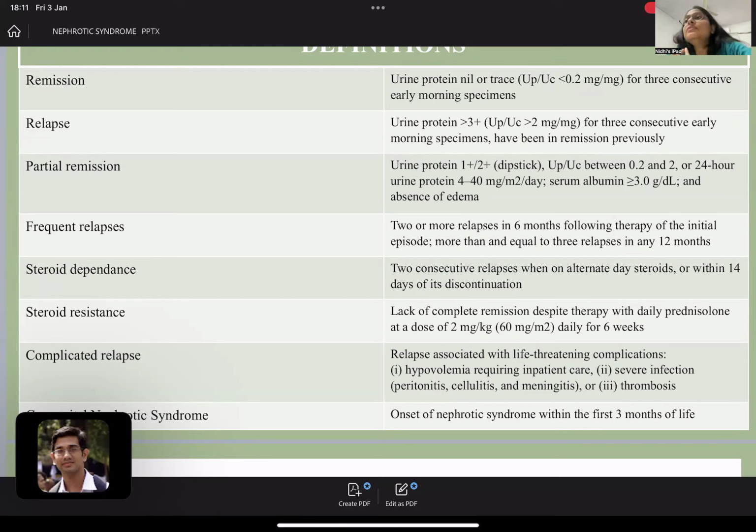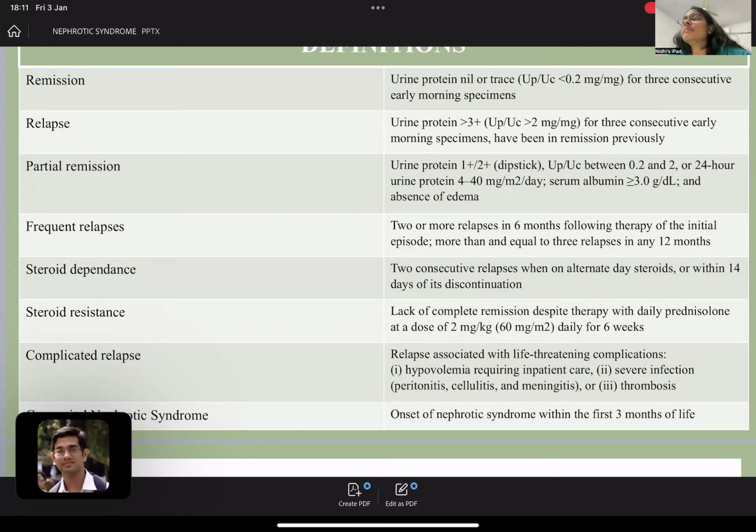Now, there are a few definitions that are important for nephrotic syndrome. There is the initial episode of nephrotic syndrome. It is when the patient first presents to you before having any other episode of nephrotic syndrome. That is the first episode. What are the other definitions? Of course, it is a chronic disease. It can have relapses, it can have remissions.